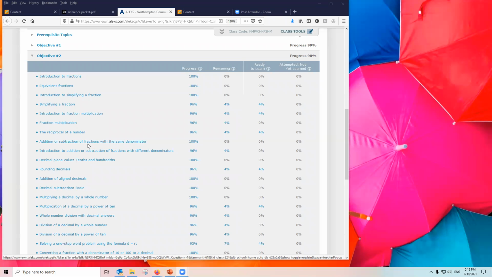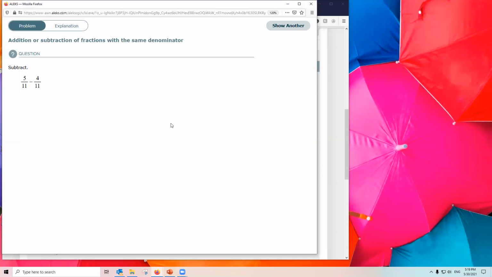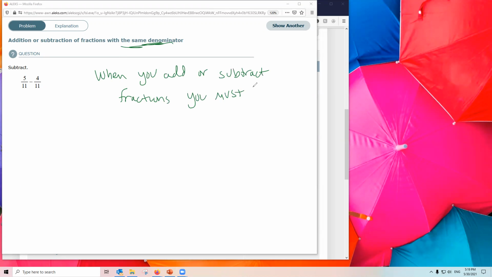Let's do some examples of adding or subtracting fractions. All right. Well, here's an example of adding or subtracting where you have the same denominator. So when you add or subtract fractions, you must have the same denominators. If you don't have the same denominator, you can't add or subtract. And you might say, what do you do if the denominators are not the same? Well, you've got to take some extra steps to get the denominators to be the same. We'll do an example like that in a few minutes.